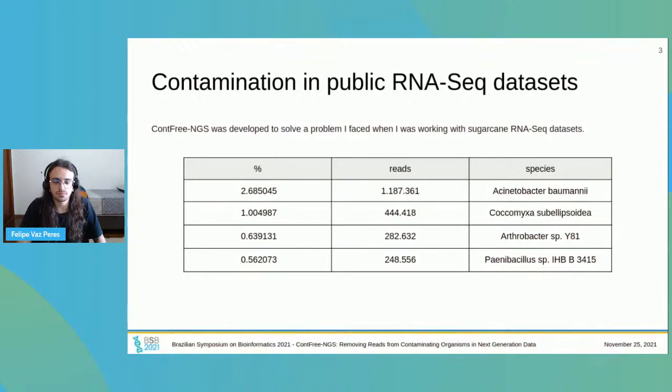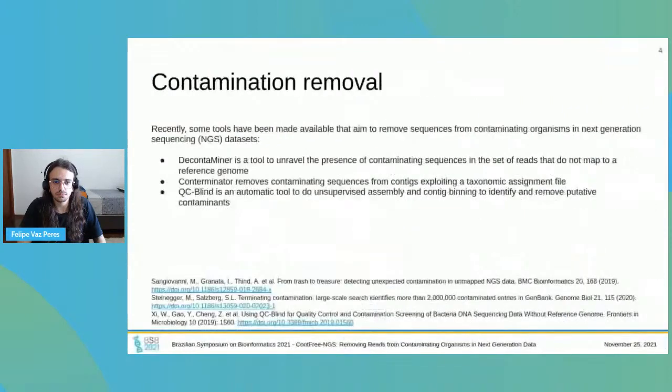So I tried to remove these sequences of contaminants with some software, and recently some tools have been made available that aim to remove sequences from contaminated organisms in next generation sequencing datasets, such as Contaminer, a tool to unravel the presence of contaminating sequences in the set of reads that do not map to a reference genome, and also Contaminator, a software that removes contaminating sequences from contigs, exploiting a taxonomic assignment file, and QC Blind, an automatic tool to do unsupervised assembly and contig binning to identify and remove putative contaminants.